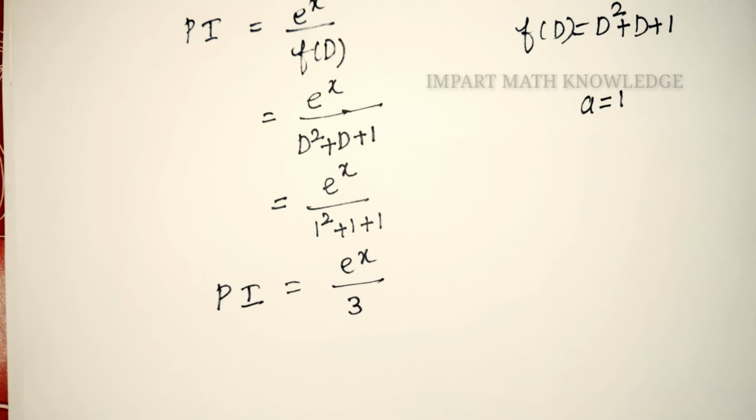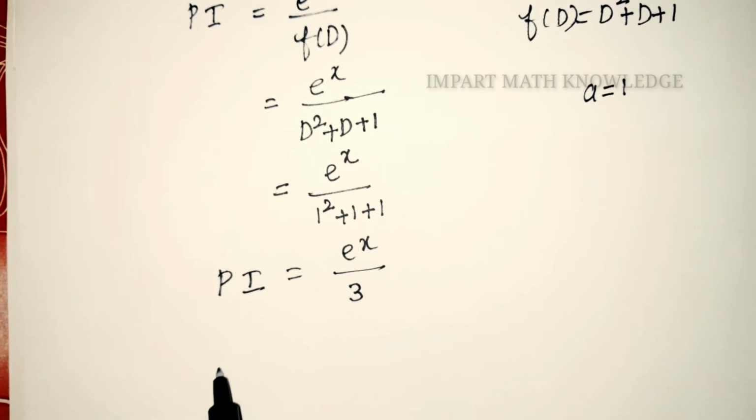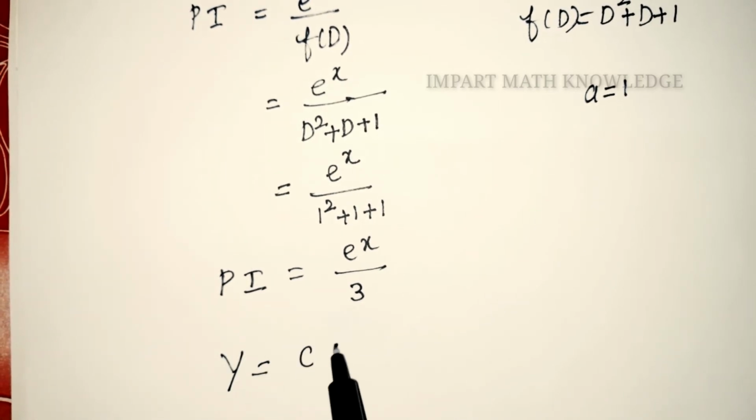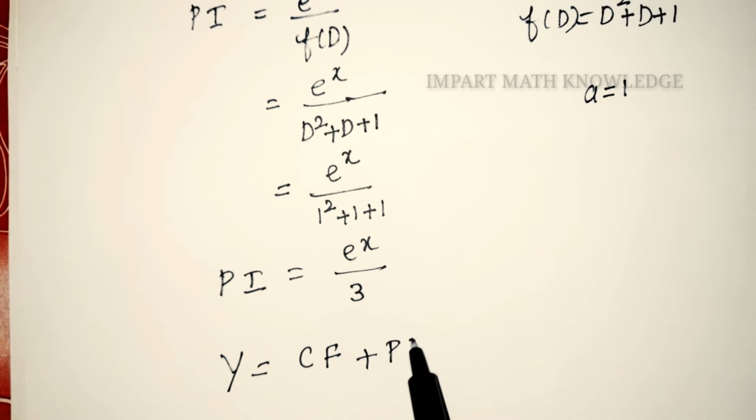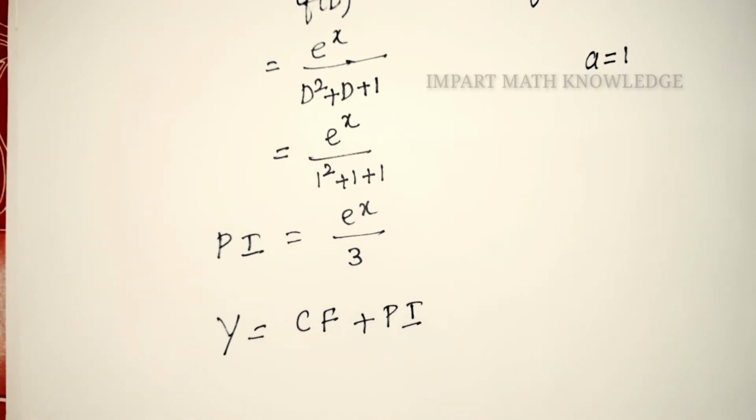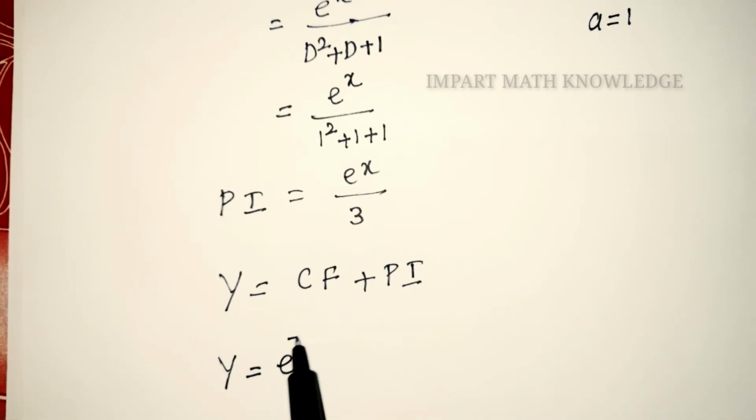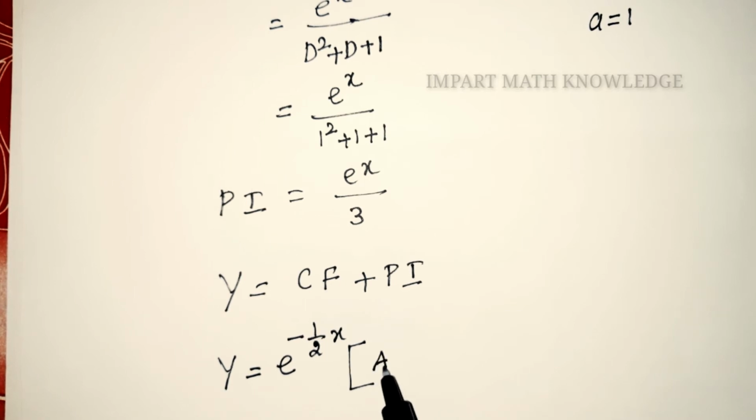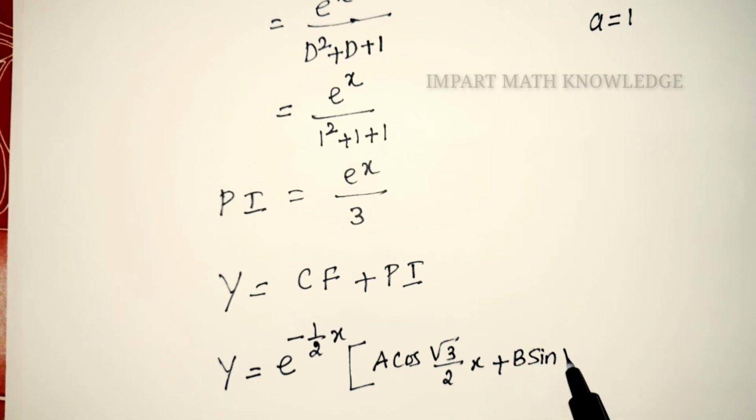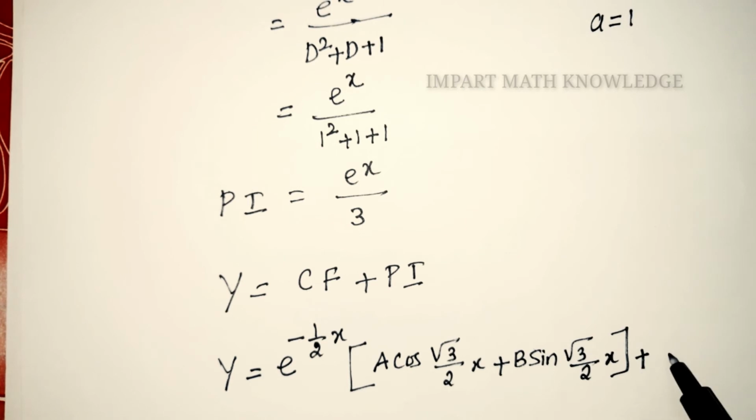Finally, we write the general solution. General solution is complementary function plus particular integral. So, y is equal to e power minus 1 by 2 x, a cos root 3 by 2 x plus b sin root 3 by 2 x, plus particular integral e power x by 3.